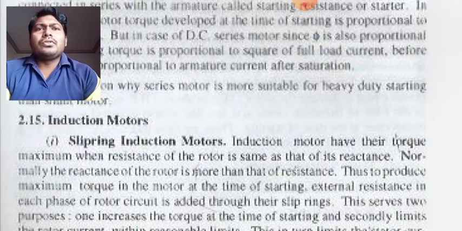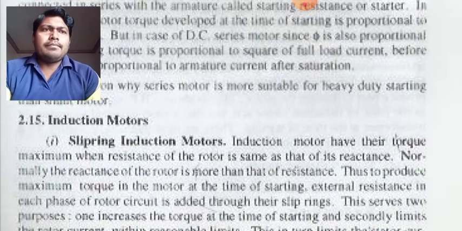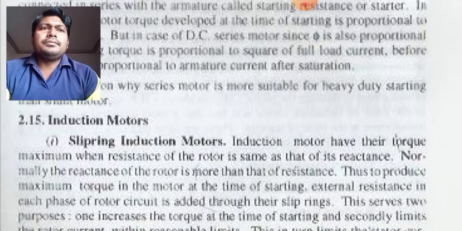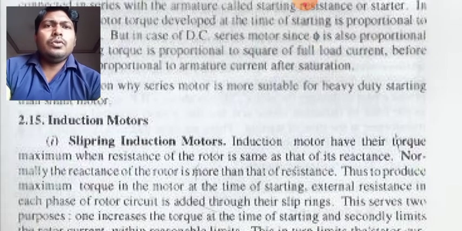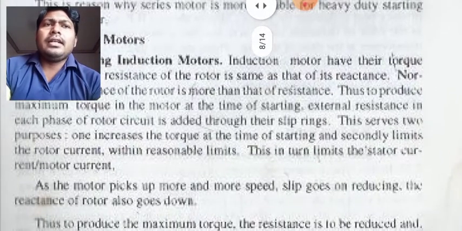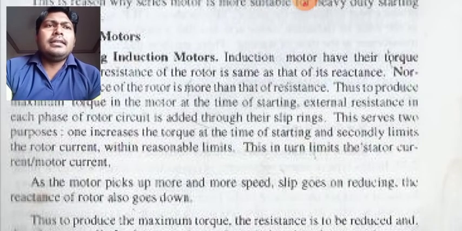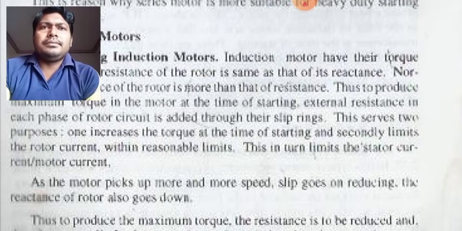Thus, to produce maximum torque in the motor at the time of starting, external resistance in each phase of the rotor circuit is added through slip rings. So this is the exact reason why external resistance is introduced in the rotor circuit of slip ring motors. This serves two purposes: one, it increases the torque at the time of starting, and second, it limits the rotor current.